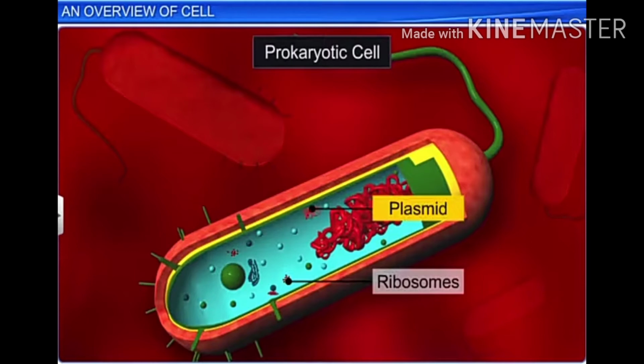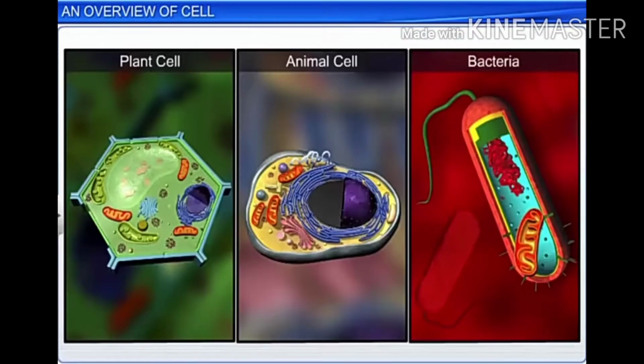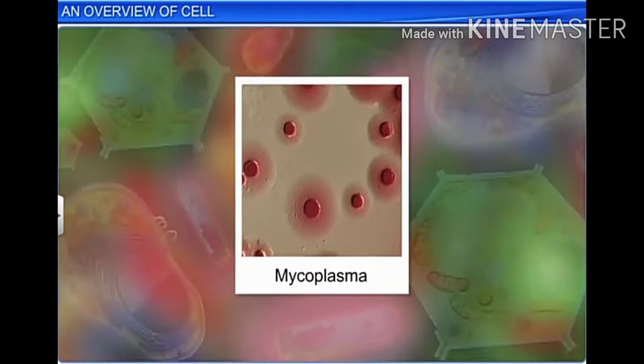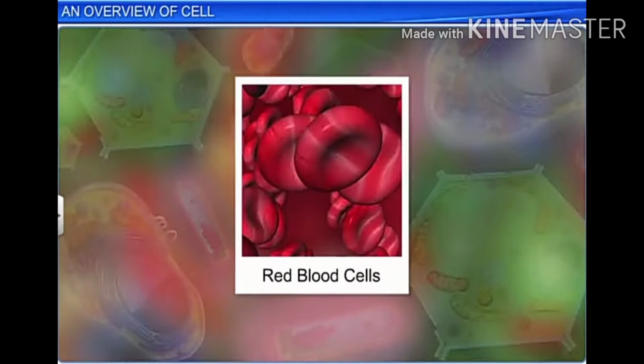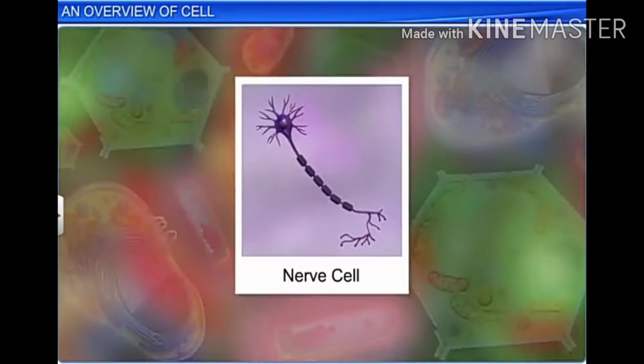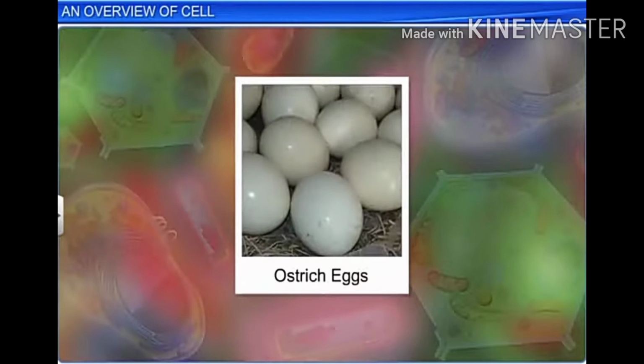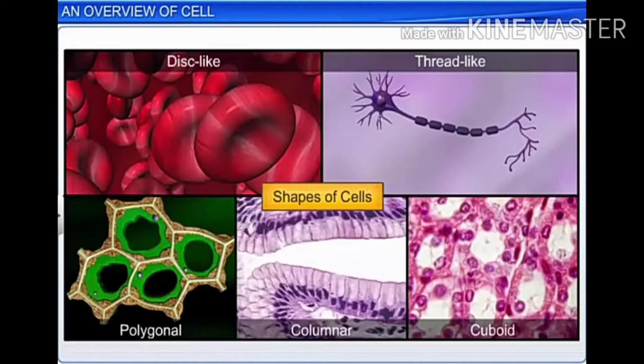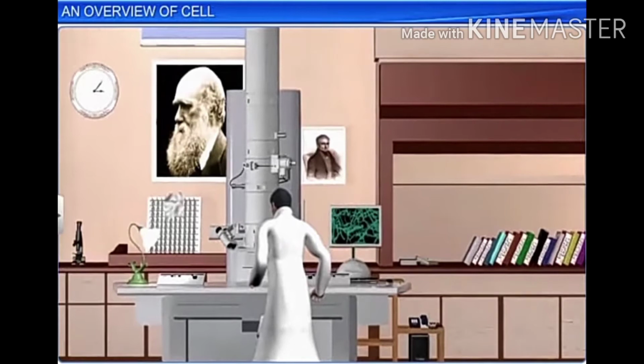Cells usually differ in size and shape. For instance, mycoplasma measure only 0.3 microns in length, whereas human red blood cells are about 7 microns in diameter and nerve cells measure around 4 to 100 microns. Amazingly, the ostrich egg is the largest isolated single cell, and it measures 17 to 19 centimeters in length and 14 to 15 centimeters in width. Moreover, the shapes of cells range from disc-like to thread-like and from polygonal to columnar and cuboid. Today, though we have gained a lot of information about cells, scientists are still engaged in unlocking the secrets of the cell and its organelles.